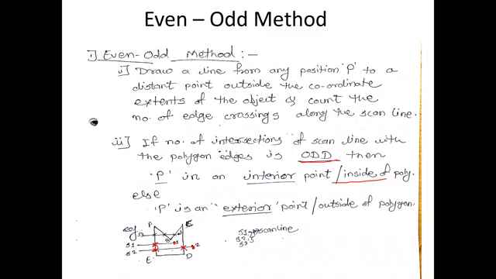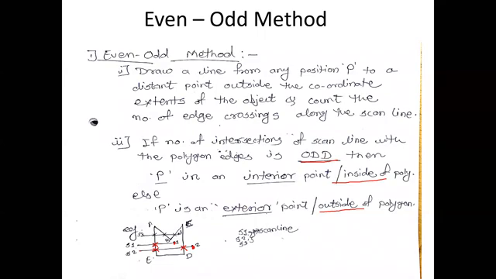Okay. So how many intersections are there? There are 2 intersections, and is number 2 odd or even? So this is an even number. And if the number of intersections is even, then we can say the point in question is outside of the polygon, right? So this is outside of the polygon.